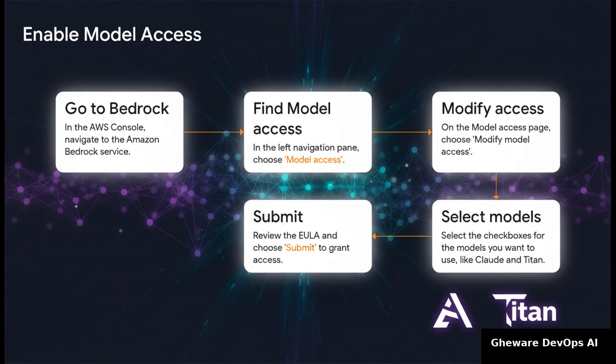You just pop into the AWS console, head over to Amazon Bedrock, and find Model Access in the menu on the left. Click to modify it, and for what we're doing today, make sure you check the boxes for Anthropic's Claude 3 Sonnet and Amazon's Titan Text. Click Submit, and boom! For most models, you get access instantly.